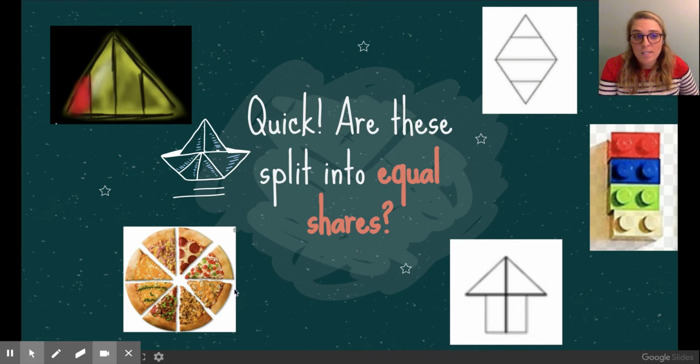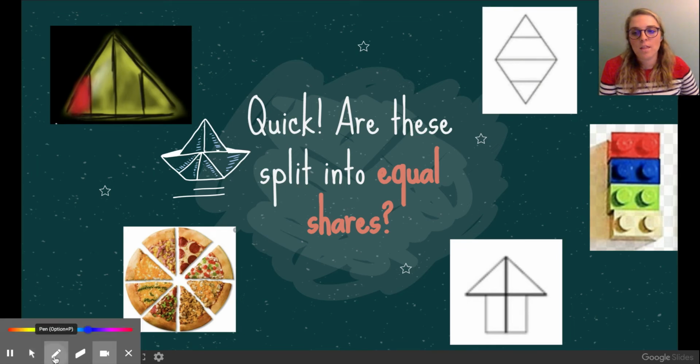Remember, equal shares means equal pieces. So are these split into equal pieces? You have about 30 seconds left. You are evaluating each of these pictures. About 15 seconds. Alrighty, let's chat. Quick, are these split into equal shares or equal pieces?